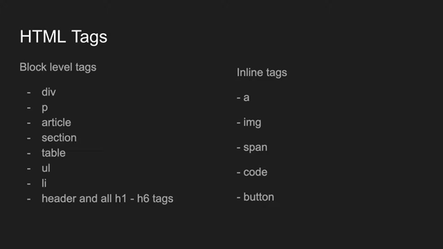So the entire width is a block level tag, and then it stacks one on top of the other. Whereas an inline tag would be inline, and you could have many inline tags next to each other. You could even wrap things inside an inline tag.